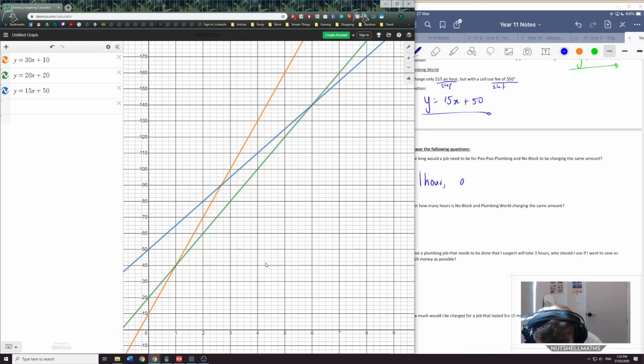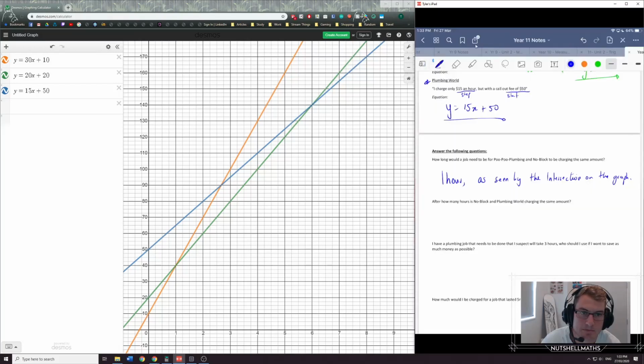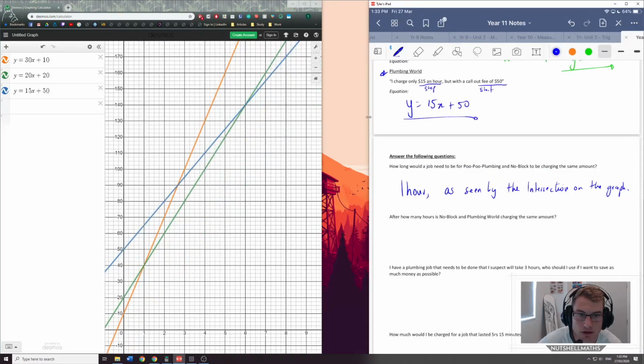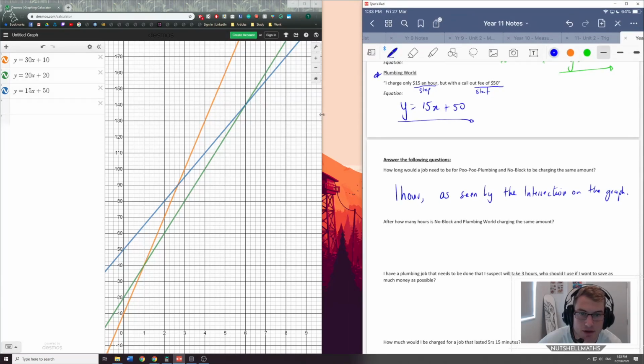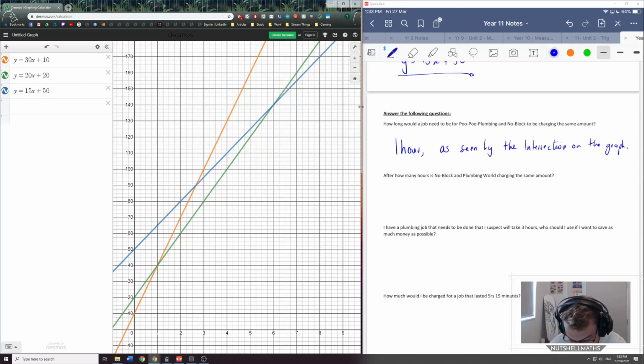And I can even write here, as seen by the intersection on the graph. This is just for your knowledge. You don't need to write this, but just so that we understand. Okay? I might even go like this. How's that? That's okay. Nice. How about the next one?